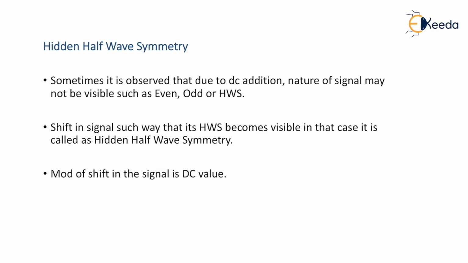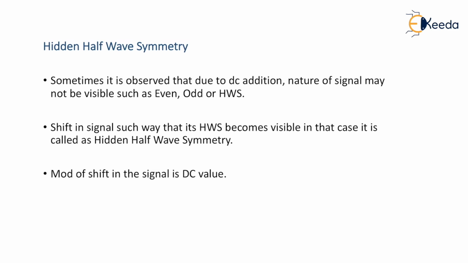So what is meant by this? For example, let us assume some signal which is already half wave symmetric. Suppose you have added some DC signal with it. You know that whenever you add some DC signal to a particular signal, it either gets shifted upward or shifted downward. This operation is popularly known as a clamping operation. Am I right? In analog electronics, you must have learned this concept called clamping, where we shift the signal upward or we can shift the signal downward.